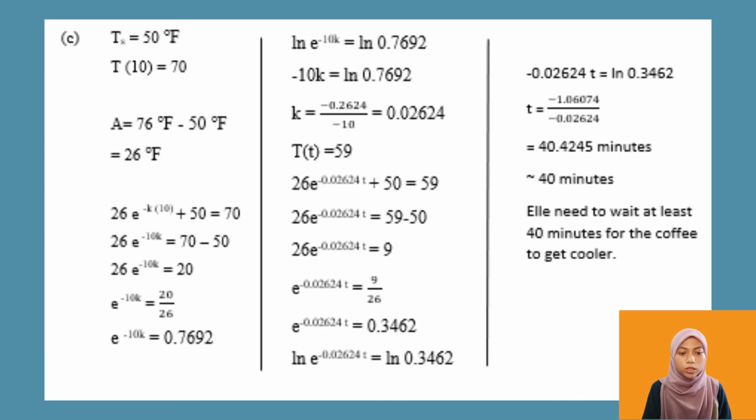So to find the time, we just need to insert T(t) equals 59 into the cooling equation. So it will become 26 multiplied with exponent of negative 0.02624T plus 50 equals 59. And then we just solve it as usual until we get exponent of negative 0.02624T equals 0.3462. So to eliminate the exponent, we need to take ln on both sides, and we will get T equals 40.4245 minutes. So we can round it off to 40 minutes.